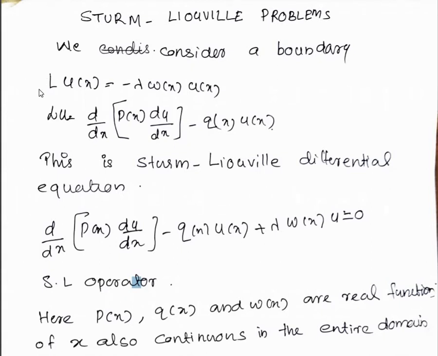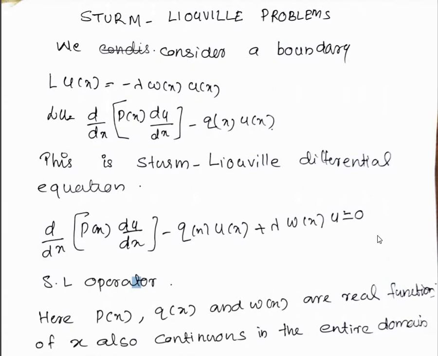L is a self-adjoint differential operator. We already studied that Lu is equal to d/dx of p(x) du/dx minus q(x) u(x). So when we apply the value of L into this equation, and take lambda to the left side, you will get d/dx of p(x) du/dx minus q(x) u(x) plus lambda w(x) u(x) is equal to 0.